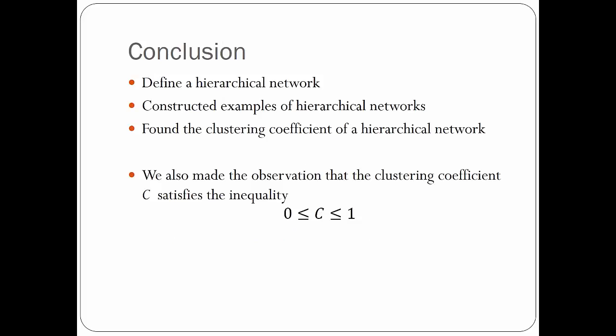So we've talked about what a hierarchical network is. We've looked at some examples of these networks. We have found the clustering coefficient again. And we've discovered, at least for our example, that the clustering coefficient was fairly close to 1. So this appears to be perhaps another way to construct a small world network. More on that later.